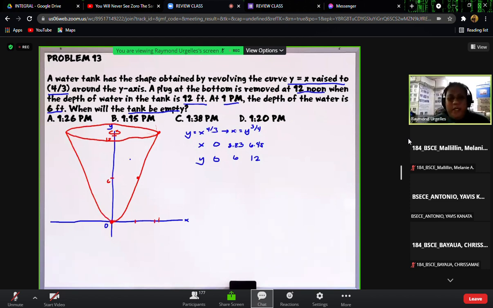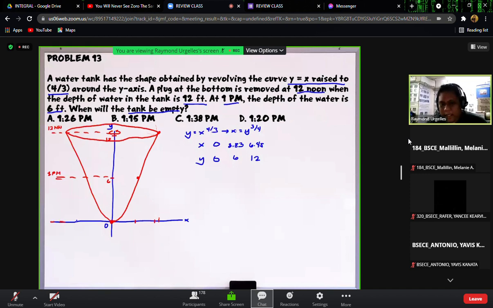Initially, our tank is full, so we are at the level of 12 feet. This is at 12 noon. Then we are at the level of 6 feet, at this level at 1 p.m. What we want to find is the time when the contents of our container will be used up. Here is our orifice, here is the drain, so this is where our water comes out.